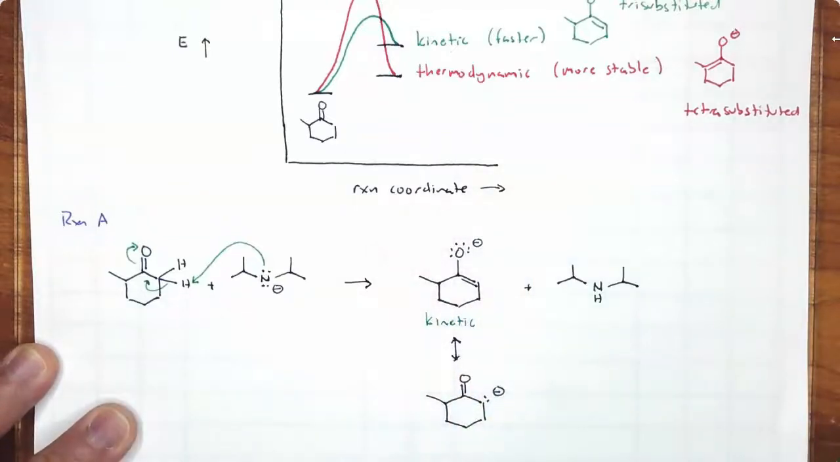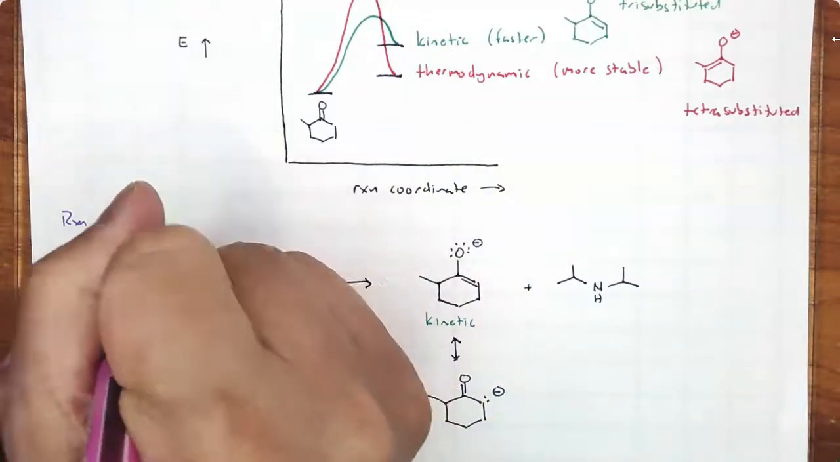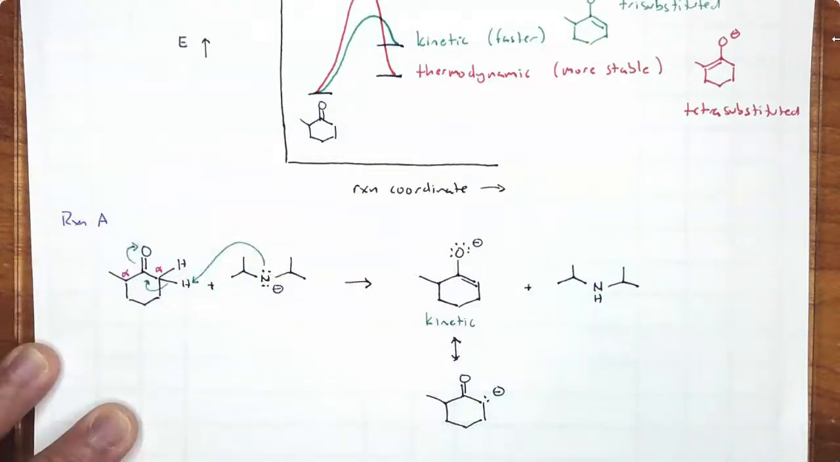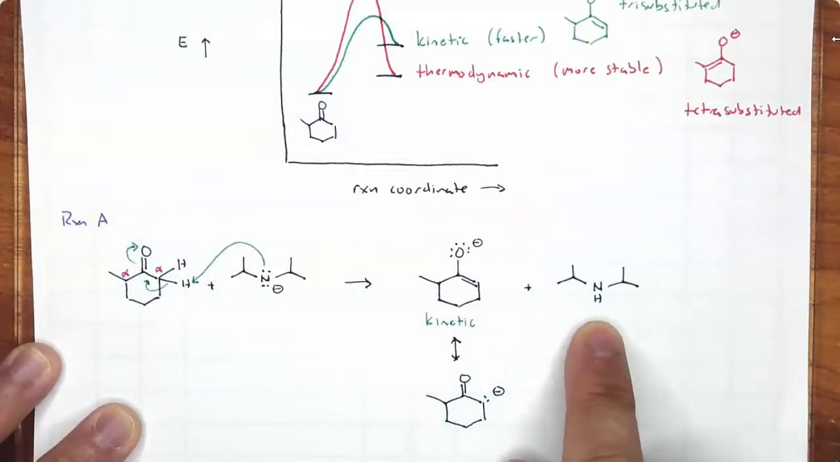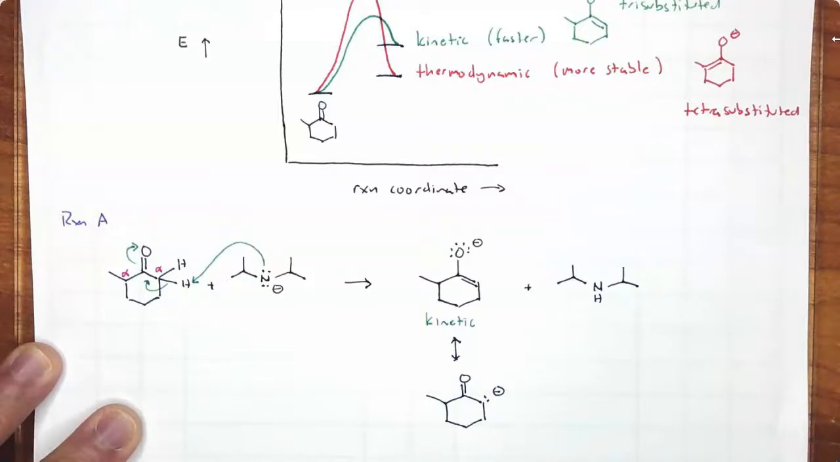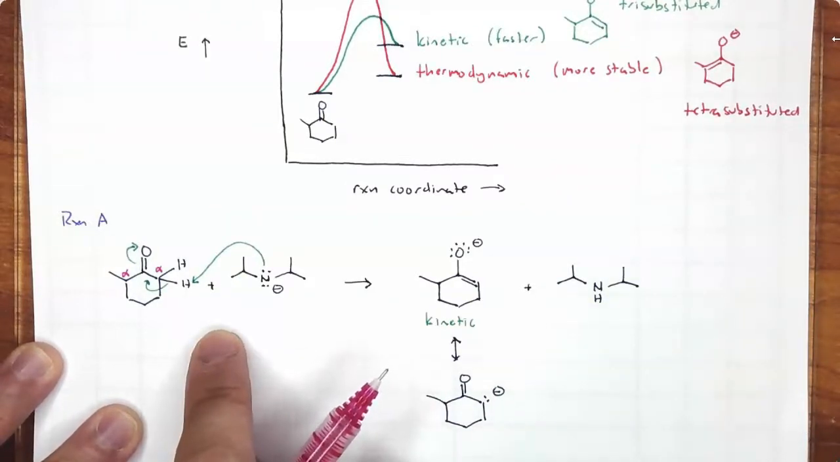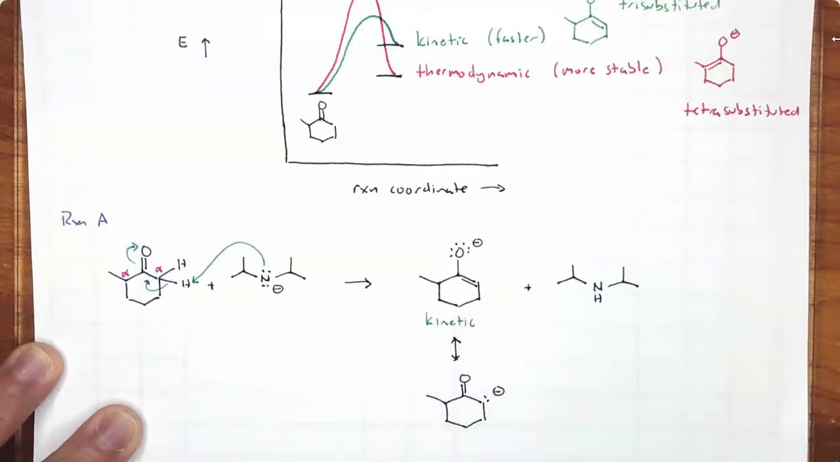Again, we are stripping off the hydrogen off of the alpha carbon that is less crowded. And I also drew us the conjugate acid. Why do I want to do that? Because this is actually an acid-base reaction to form the enolate.